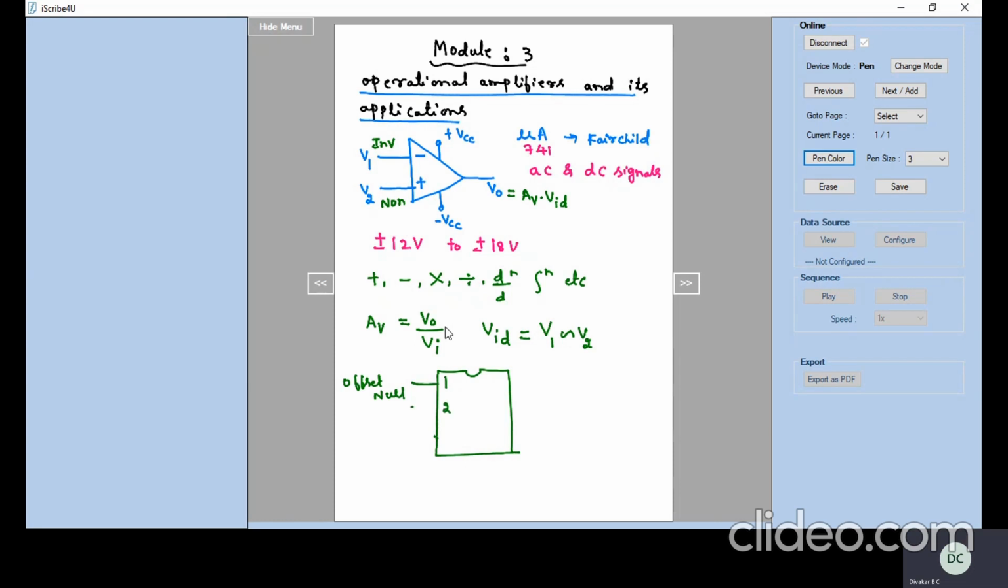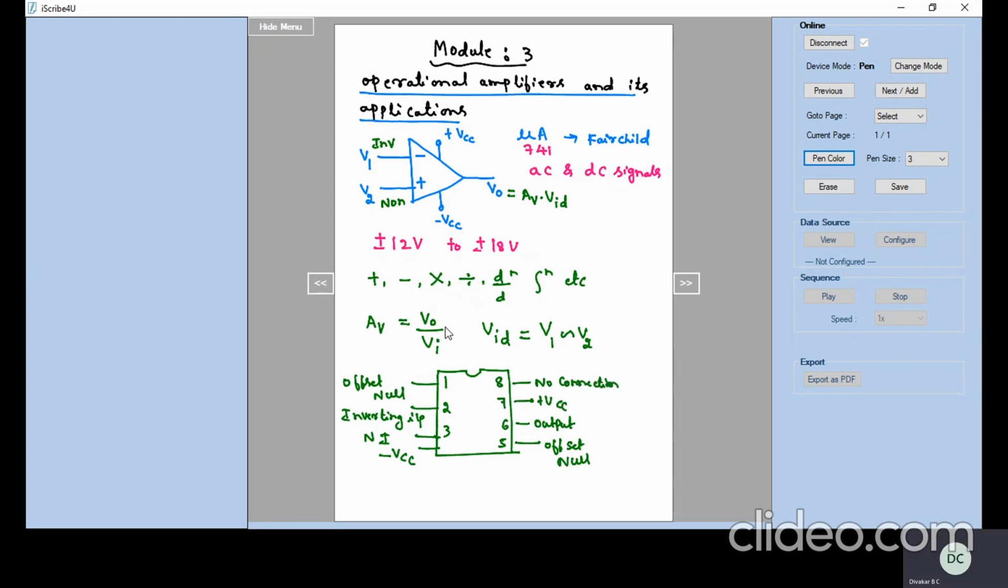Pin number 2 is the input terminal, that is the inverting input. Pin number 3 is the non-inverting input. Pin number 4 is the supply voltage minus VCC. Pin number 5 is offset null. By connecting pin number 1 and 5, it is possible to make the output voltage 0. Pin number 6 is the output, where we are going to measure the output. Pin number 7 is plus VCC, and pin number 8 is no connection.